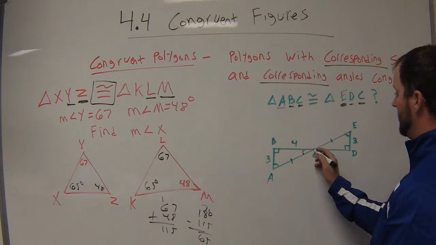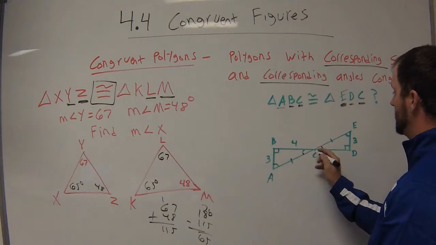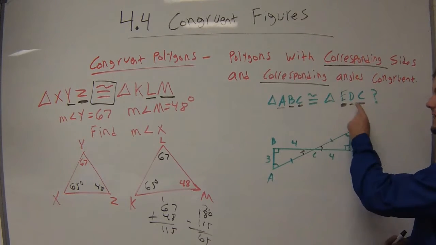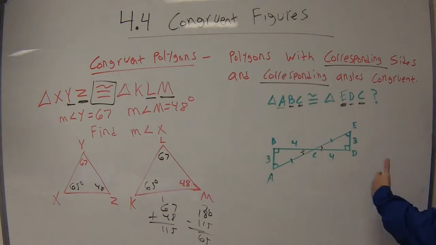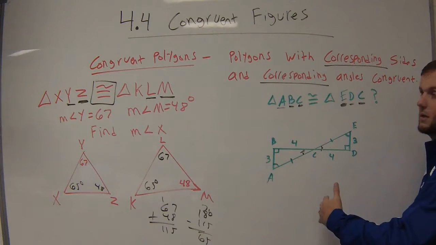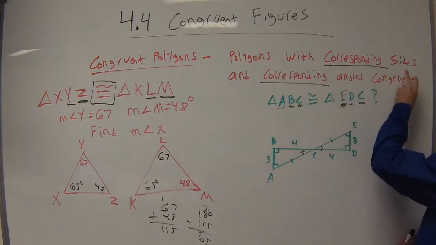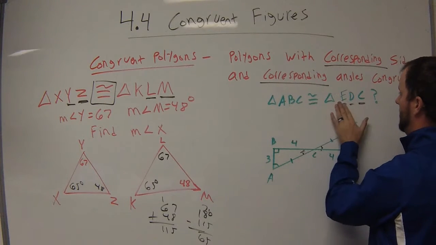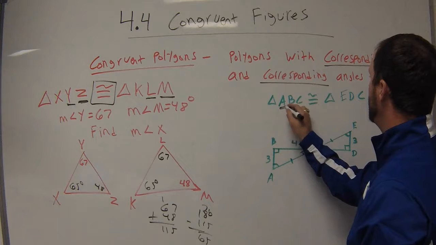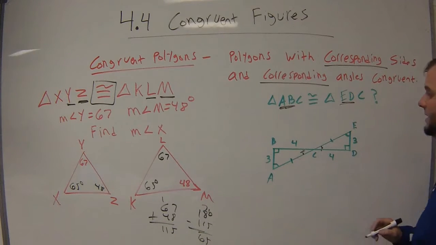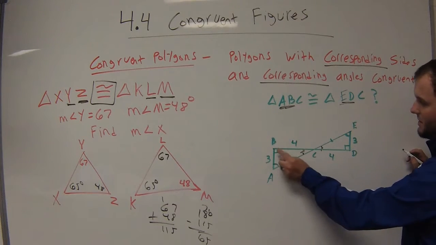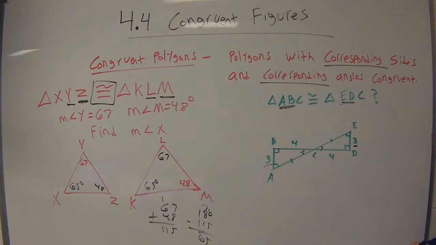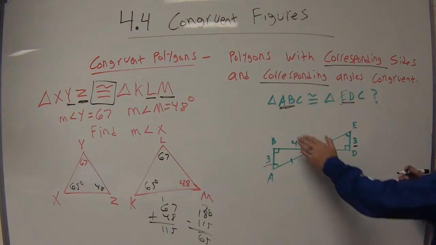This angle and this angle are going to be congruent because they're vertical angles. So C and C are congruent to each other. Do you see how that works? So all the angles are congruent. Now, all the corresponding sides have to be congruent. Let's check this out. I'm going to erase these so we can see it. AB has to be congruent to ED. AB is 3. ED is 3. Congruent.